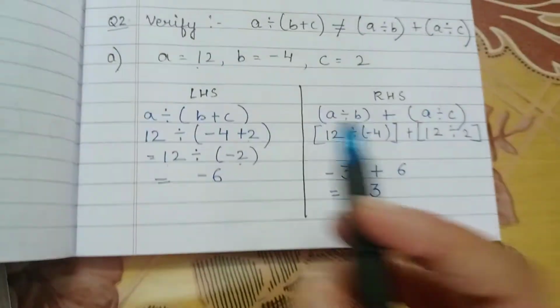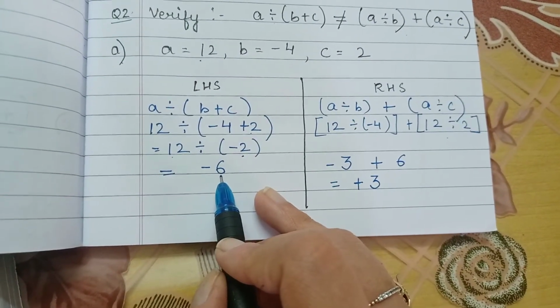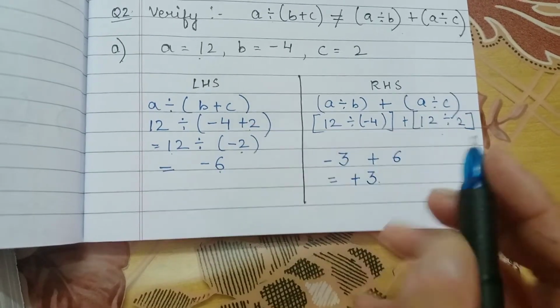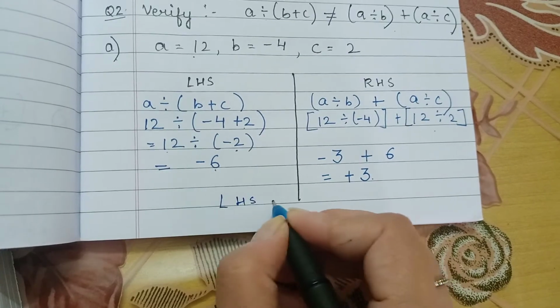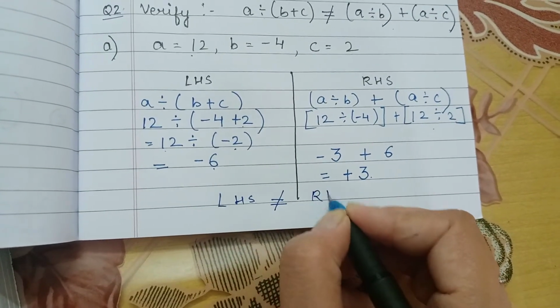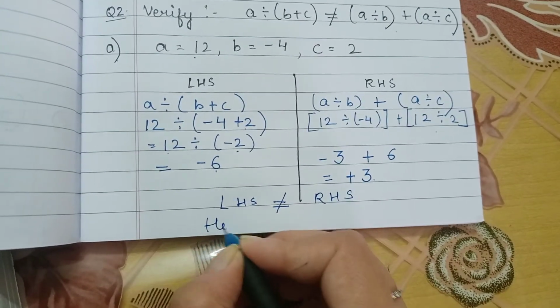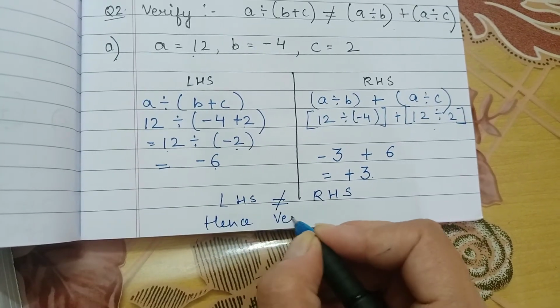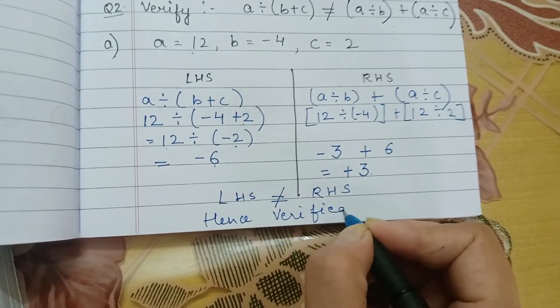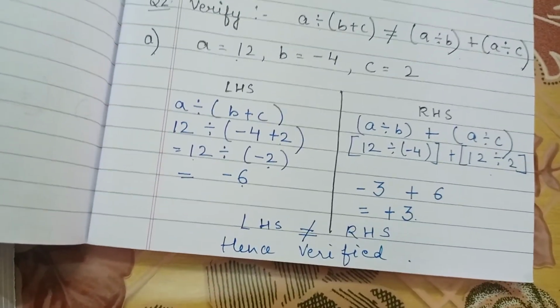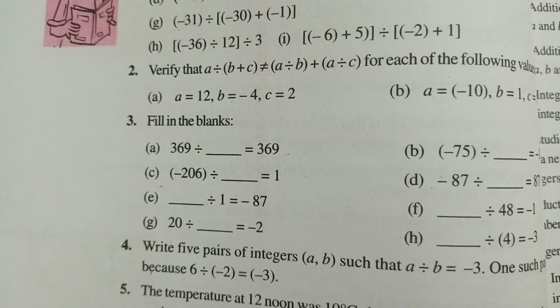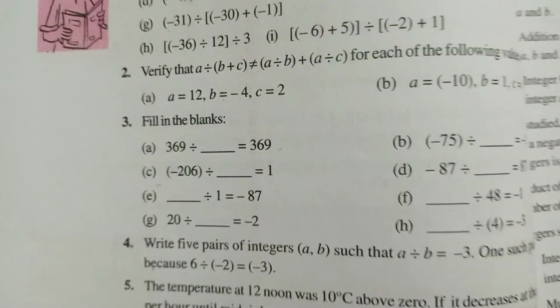Now you can see on our left side we have got -6 and on our right side we have got +3. So therefore LHS is not equal to RHS. Hence we have verified. So this was your question number 2, A part. B part you will do by yourself and check your answer. Let us move to question number 3 now.